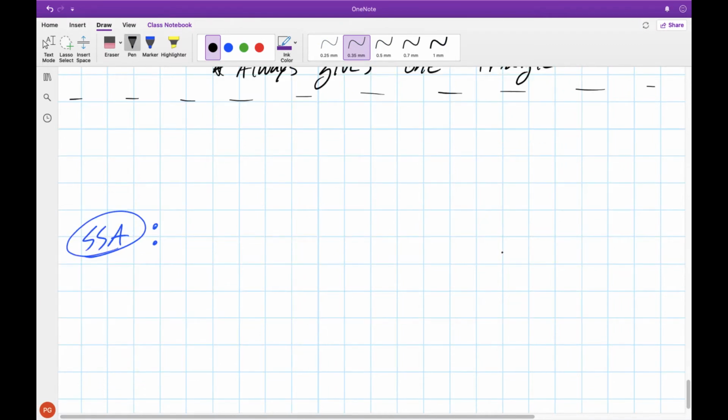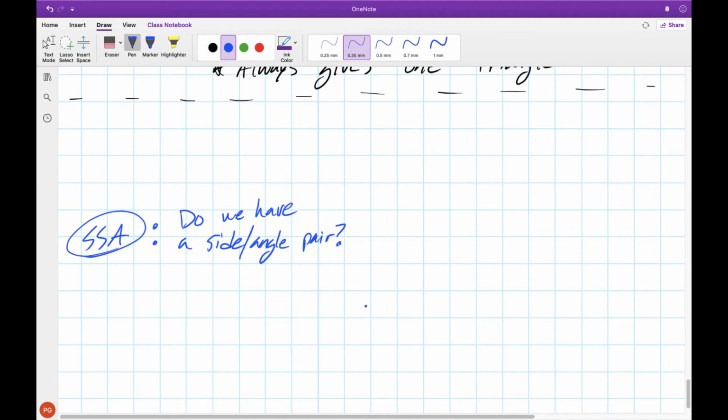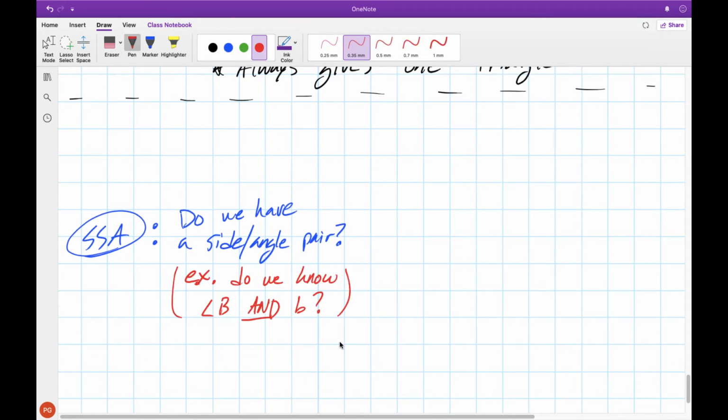If we have 2 sides and 1 angle, this is the most difficult case. And depending on which sides and which angles you have, you're going to have to use different laws. In order to know which law you have to use, ask yourself, do we have a side angle pair? So for example, do you know both angle B and side B? That would be a side angle pair.